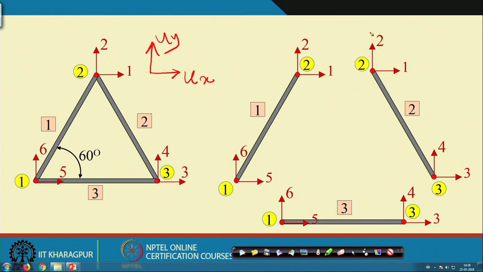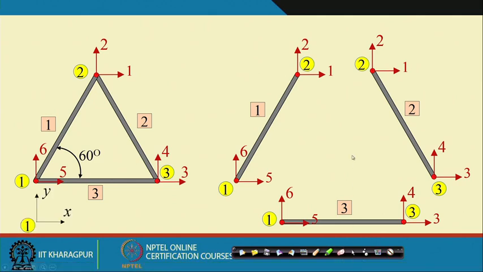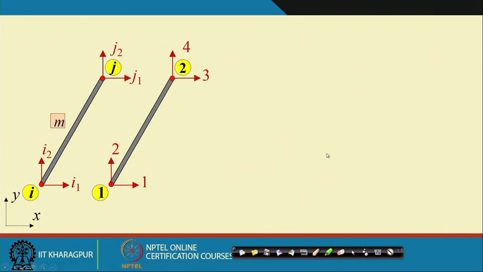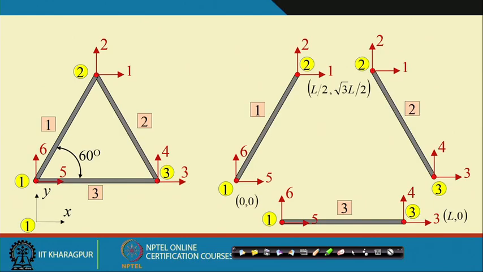Okay. Now, we have to write the stiffness matrix or the force displacement relation for each separate member. If we take the length of each member as L, this is L, this is L, this is L, we can find out the coordinates of each joint as well. These points are important, we will be using them. In this case it is 60 degrees, but it could be any arbitrary angle, say theta. The coordinates of these 2 points are required to find this angle theta and the length of the member.